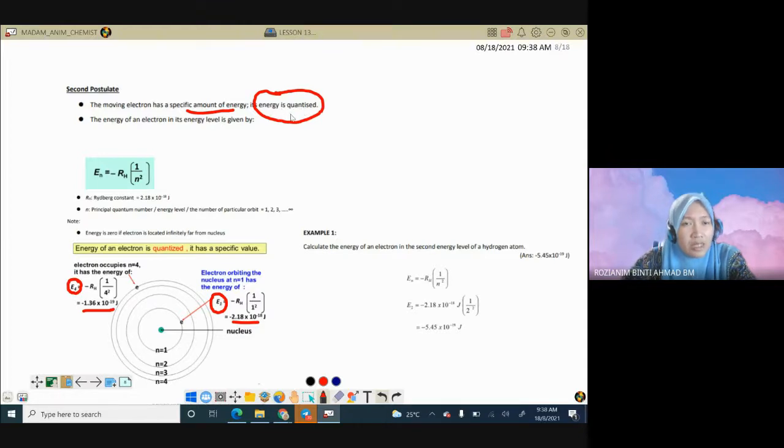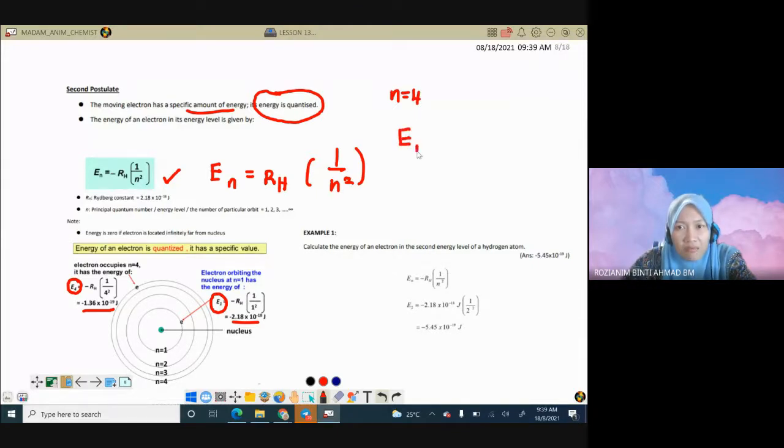Energy is quantized. So means by using the formula here which is En, bermaksud the value of the energy of a specific number of shell equal to the Rydberg constant times 1/n square. So n ni maksudnya the orbit kita, number of shell dia. So means if the n equal to 4, when the electron moving n equal to 4, we can calculate E4, maksudnya the value of energy at shell number 4 equal to the RH constant.